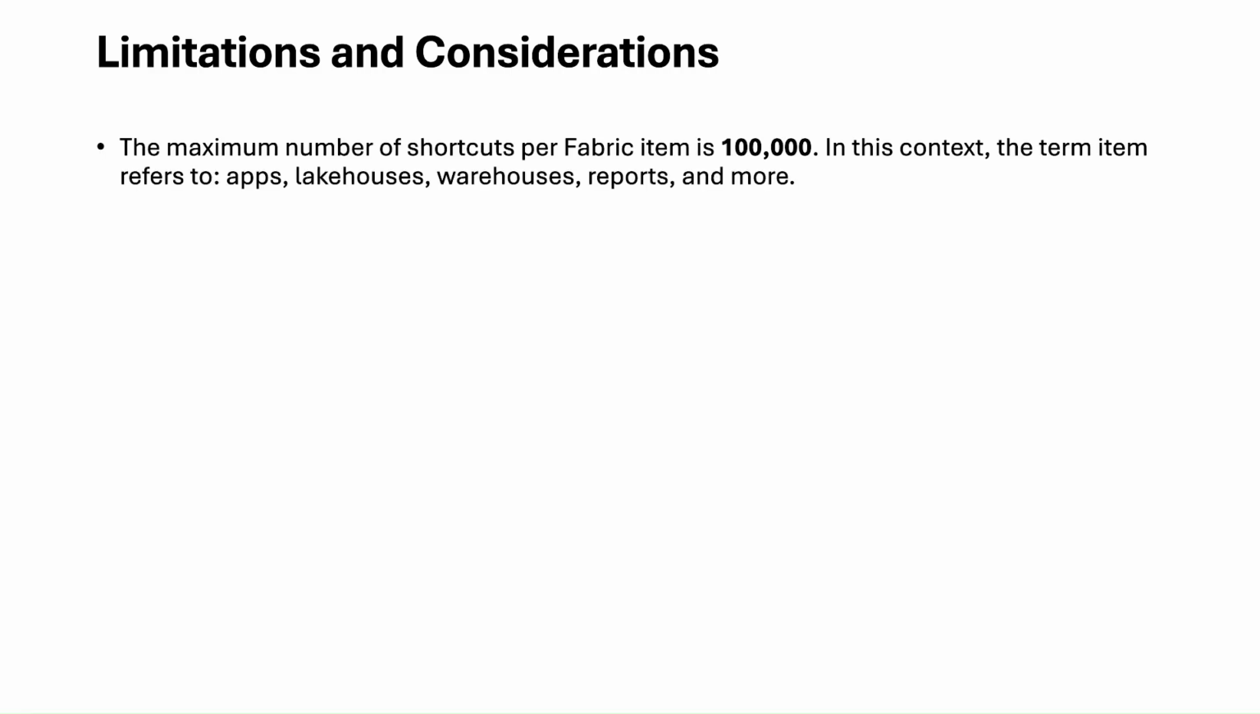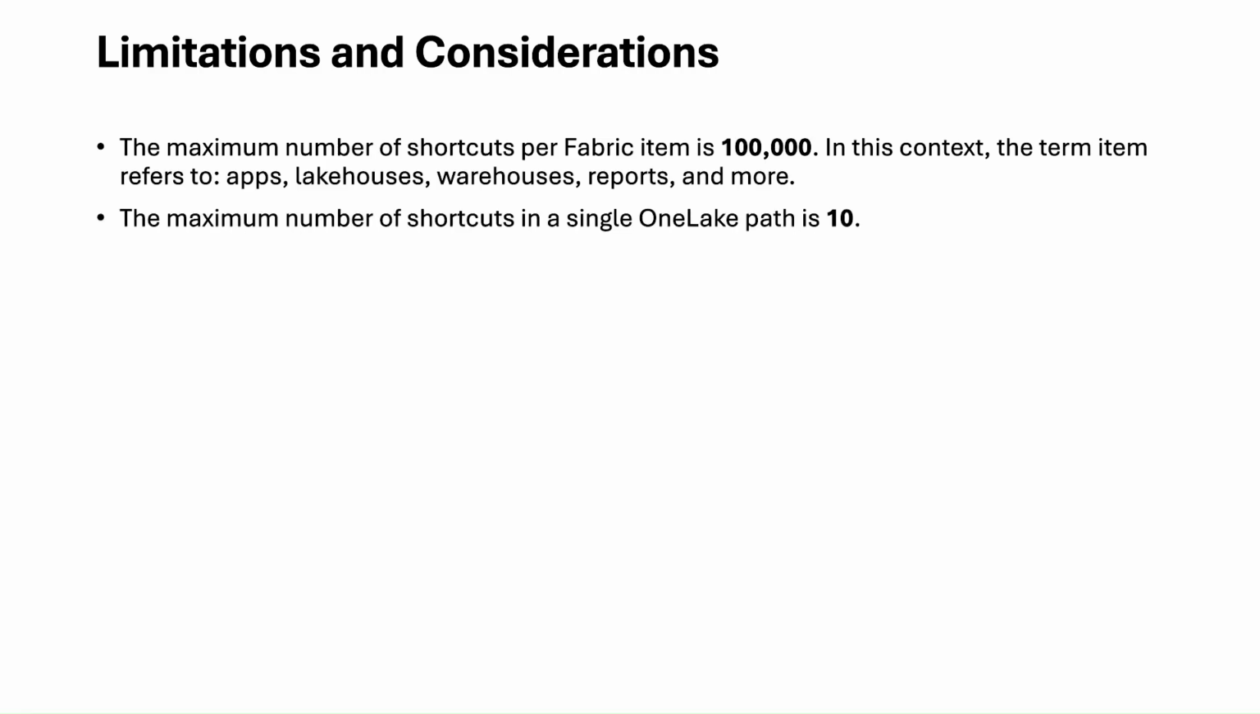Now let's see limitations and considerations. They are good to know. So the maximum number of shortcuts per Fabric item is 100K. And when we say Fabric item, it can be items like lakehouse, warehouse, reports, and other items. But 100K is quite a big number, so I think we need not worry, unless everybody is creating their own shortcuts, which rarely happens because we do have governance in big organizations.